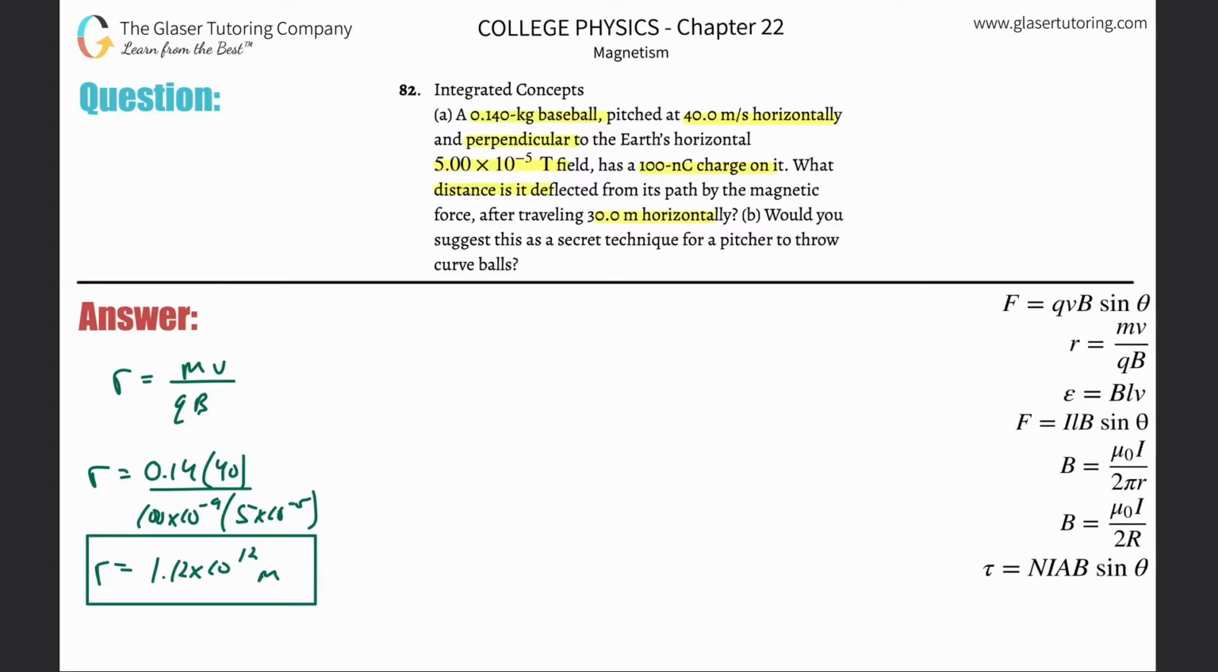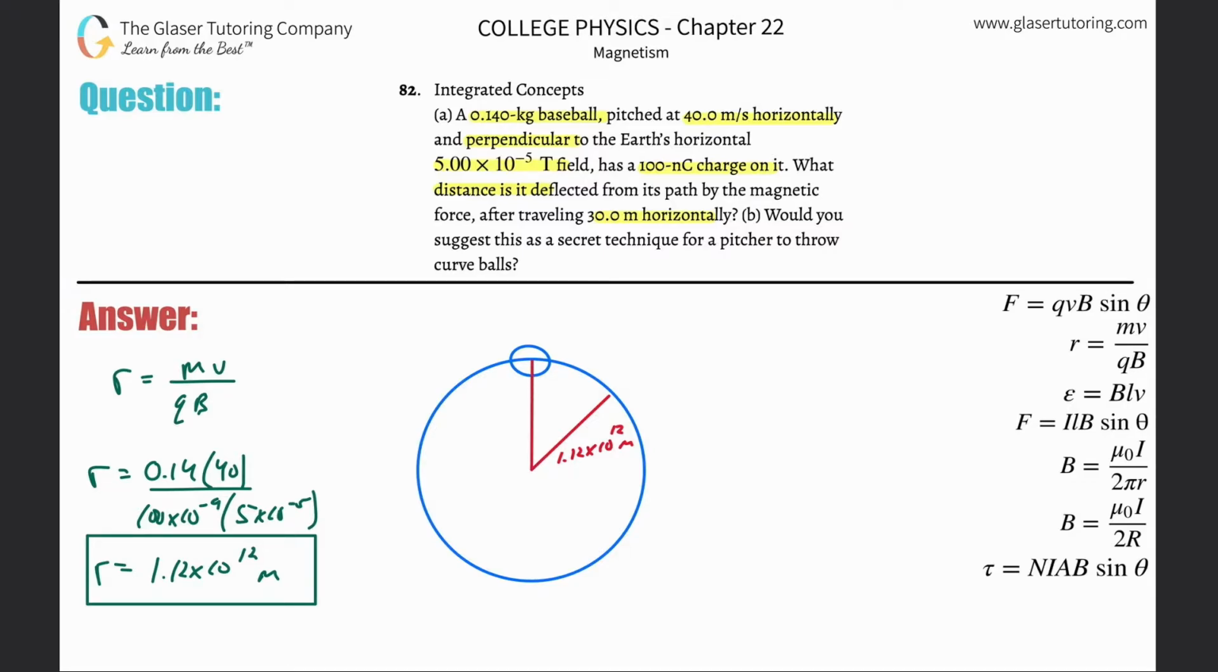What that means is this. Imagine you have the ball here, and if it were stuck in the Earth's magnetic field, it would basically travel in this circular path. Let's just line it up. This is, by the way, not even close to being to scale. But the radius of curvature of this path is going to be about 1.12 times 10 to the 12th meters. It's a trillion meters, right?